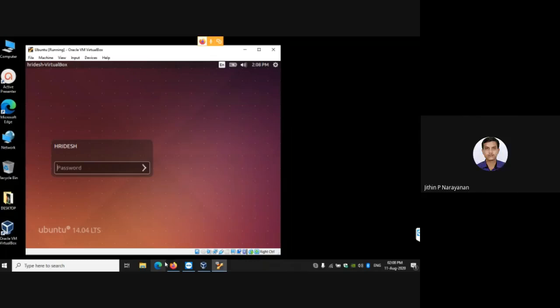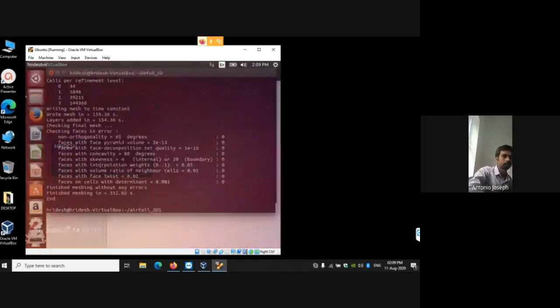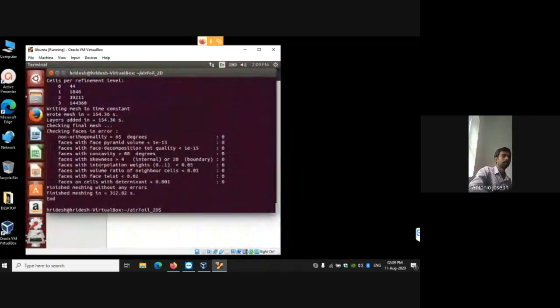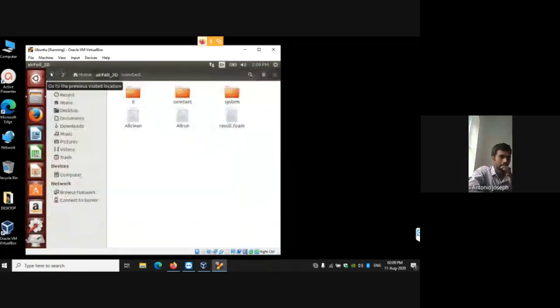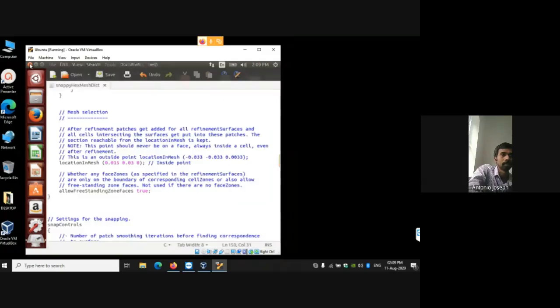I'll be discussing the boundary condition part later. Now I just want to complete this one. Let me see whether it is completed or not. Yeah, it's completed. So now we can move on to the solver part. I will give a presentation based on that now, and later we will be doing hands-on tomorrow.